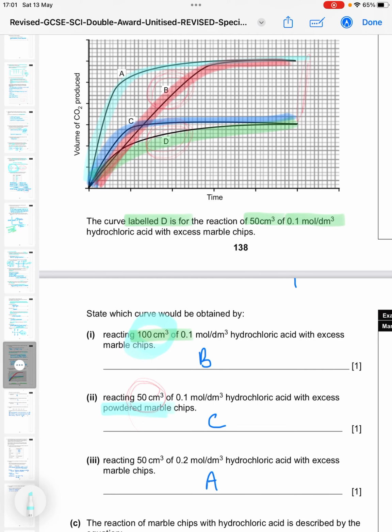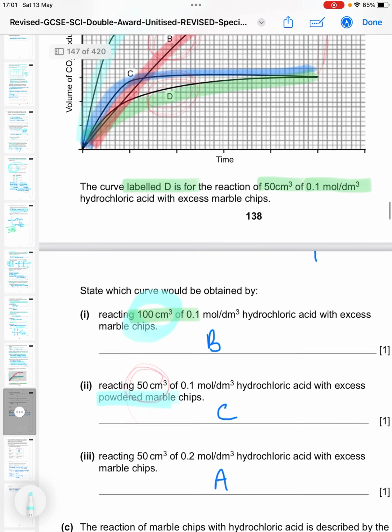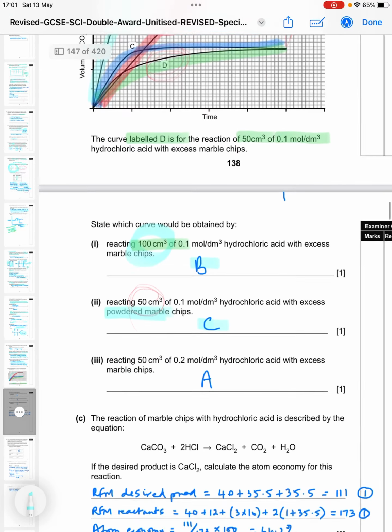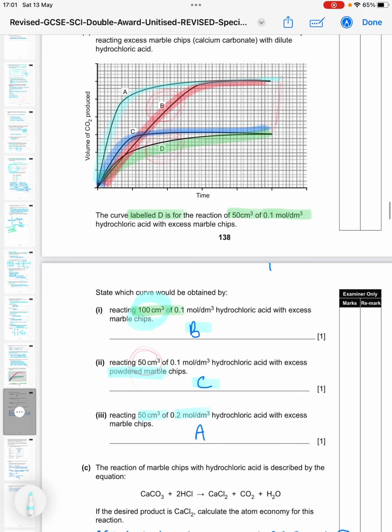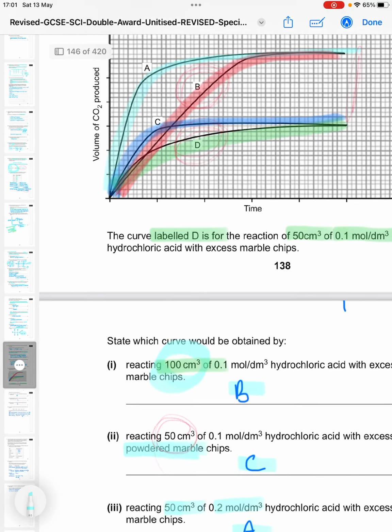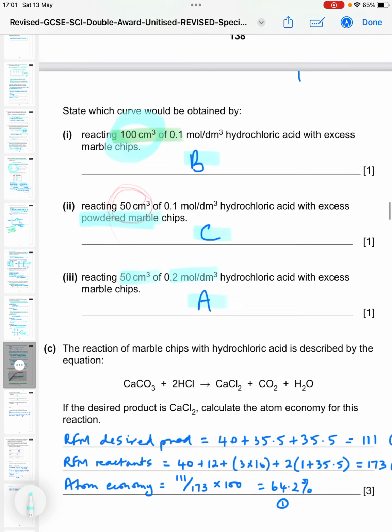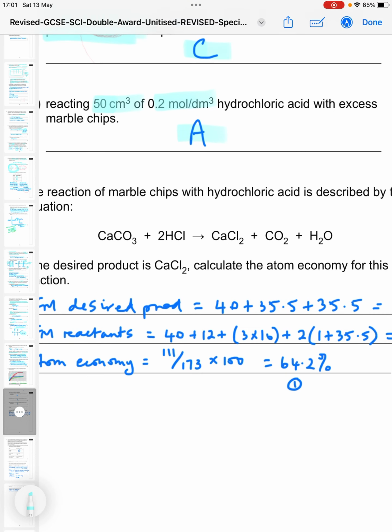Then reacting 50 cubic centimetres of the hydrochloric acid with powdered marble chips. So you're looking at something which gives the same volume as D, but in a faster time. So that is C. And then finally 50 cubic centimetres of 0.2 molar acid. So we've got double the concentration of acid here, so that means it must be A. So we're getting twice the volume of the gas produced.